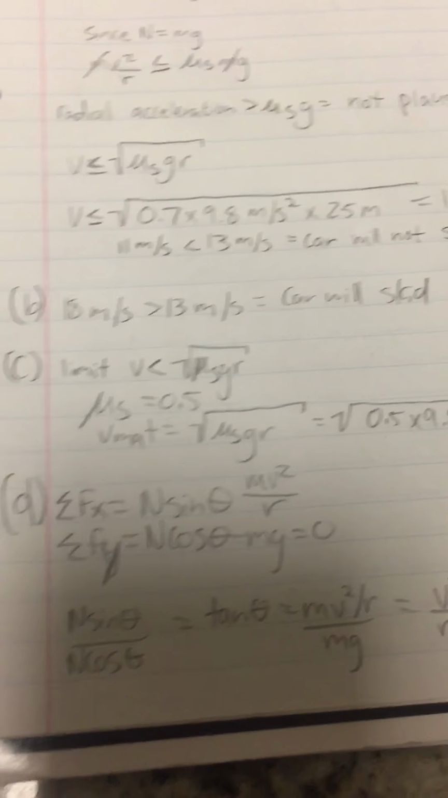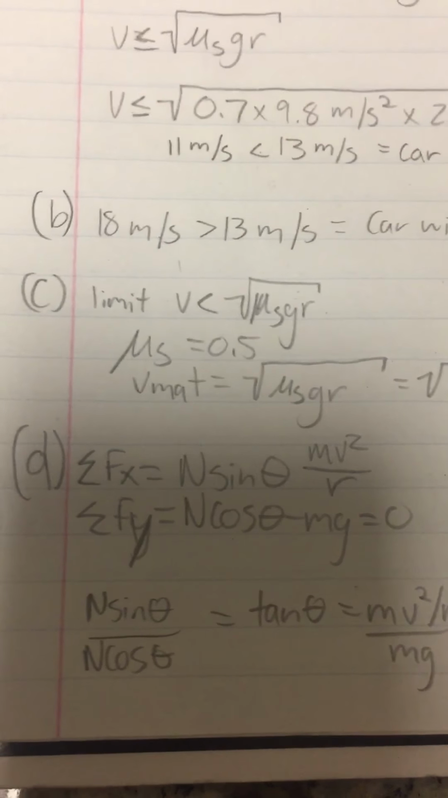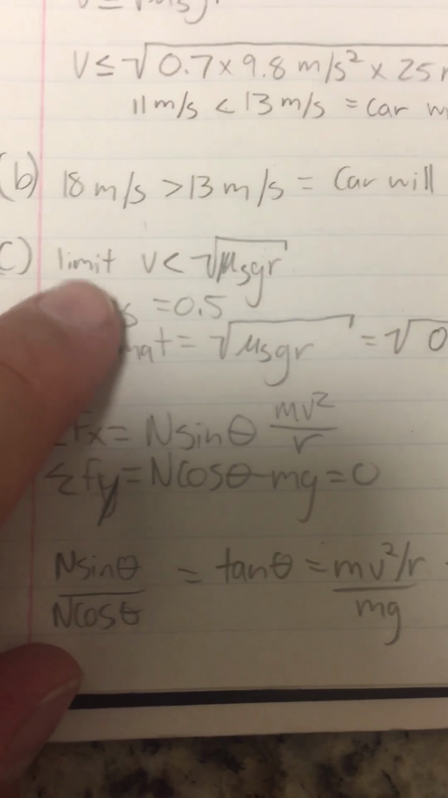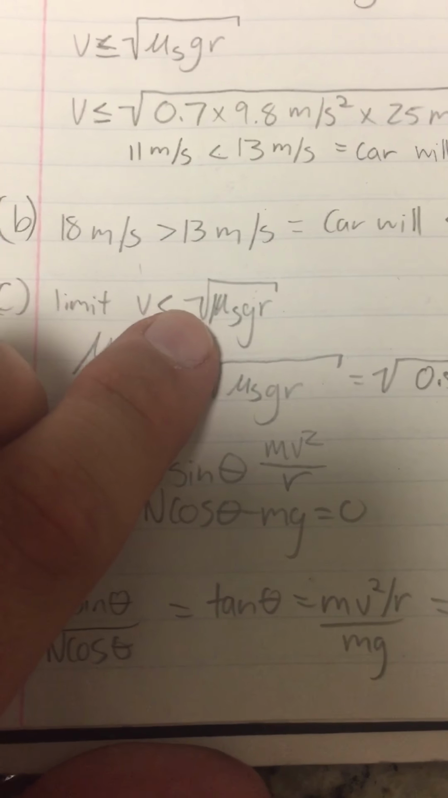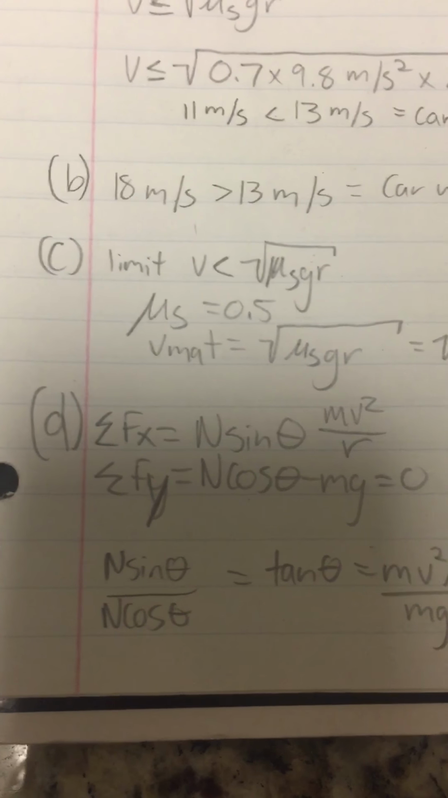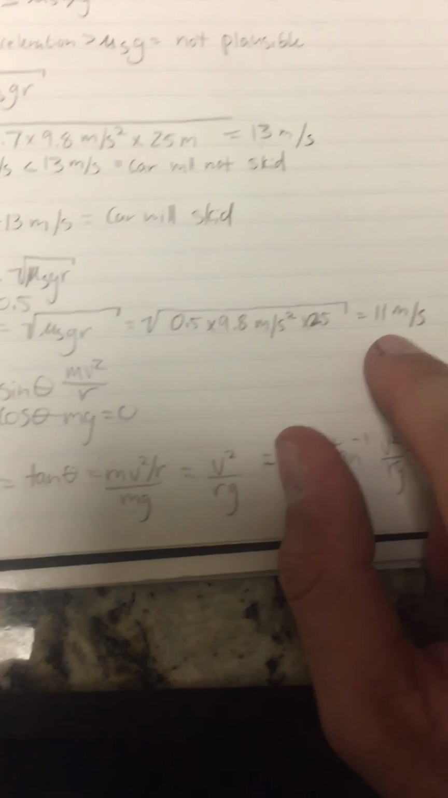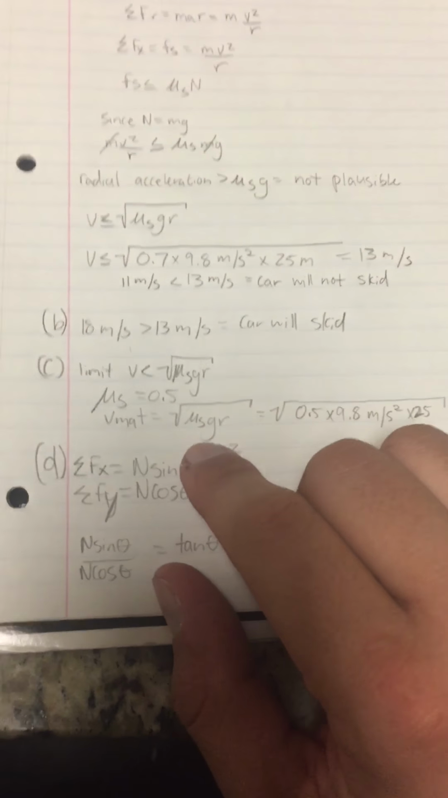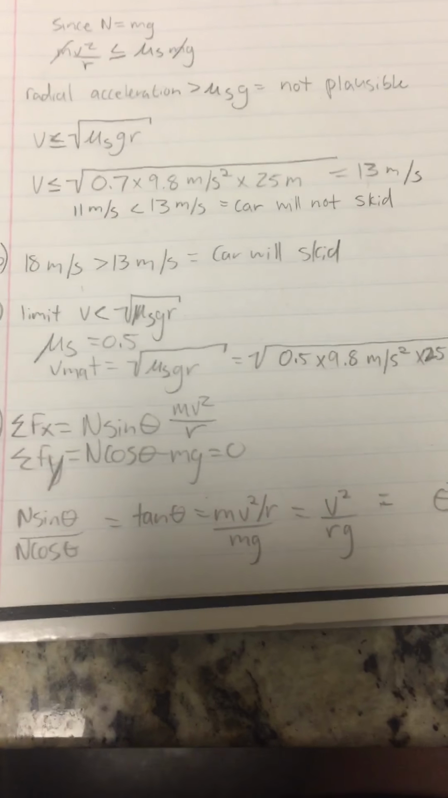So C, what speed is safe for traveling around the curve if the surface is wet from a recent rainstorm? So I got the limit of v is less than the square root of mu sub s times g times r, and mu sub s is 0.5. So we plug in our values and we get that it is 11 meters per second.